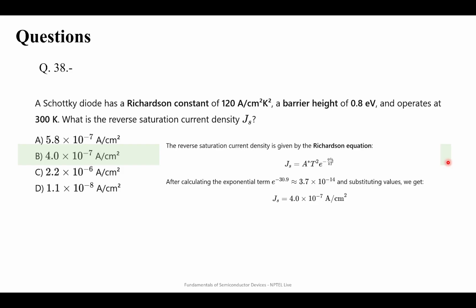Sir, how to calculate e to the power minus 30.09 equal to 3.7 into 10 to the power minus 14? How to calculate, sir? You use a calculator. You can't calculate manually.